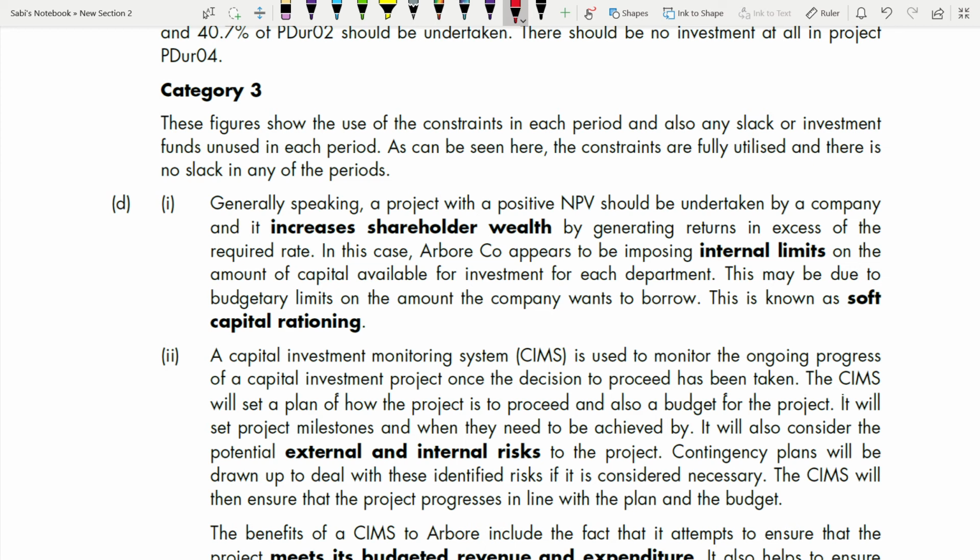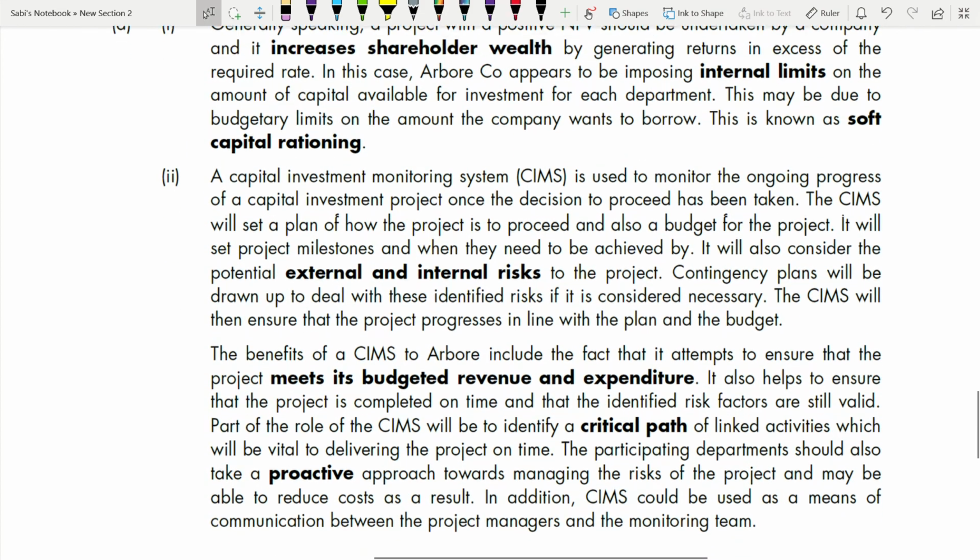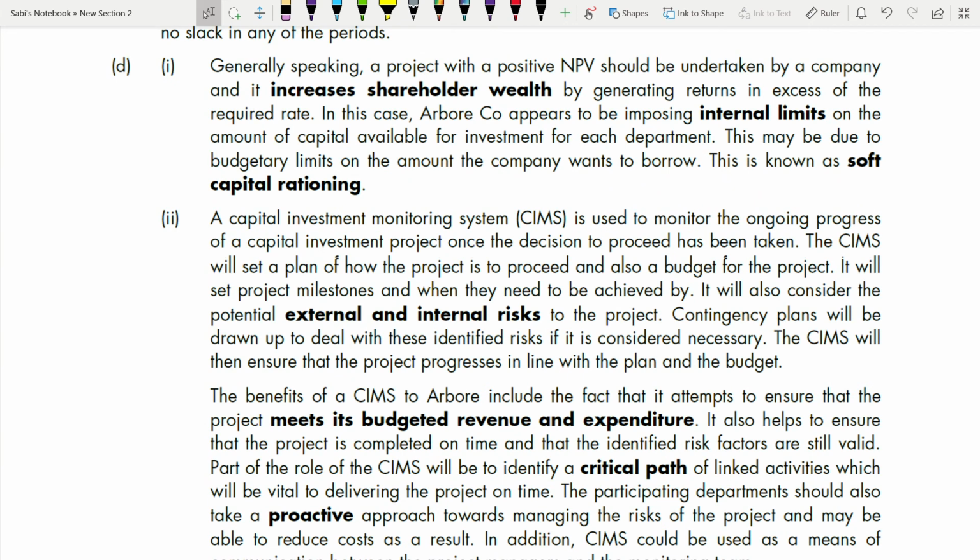So due to those reasons, maybe the company, the management itself, might put some limit, right, that they don't want to invest. And this type of factors, these internal factors, are known as soft capital rationing. Now we are going to talk about two benefits of investment monitoring system.